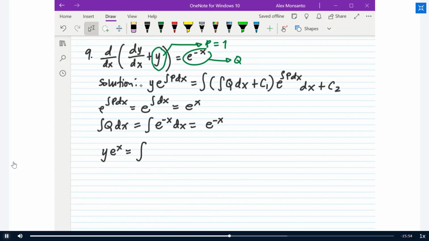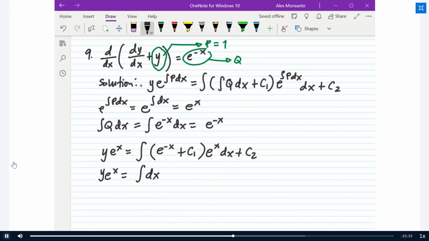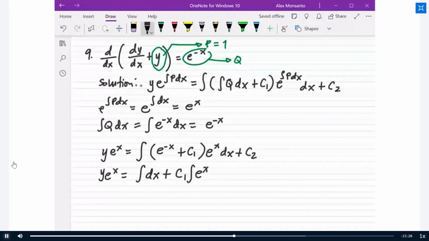Tapos, integral of, so nakuha na natin tong integral ng q dx, e raised to negative x, plus c sub 1. Tapos, naka-multiply pa yan sa e raised to x, tapos may dx pa yan. Kasi kukunin pa natin yung integral niyan eh. So, ngayon, i-multiply na natin. So, we can have e raised to negative x times e raised to x. It will become just dx lang. Tapos plus c sub 1 integral of e raised to x dx plus c sub 2. So, ngayon, we can have this one. Integrate mo lang to. X plus c sub 1 e raised to x plus c sub 2.